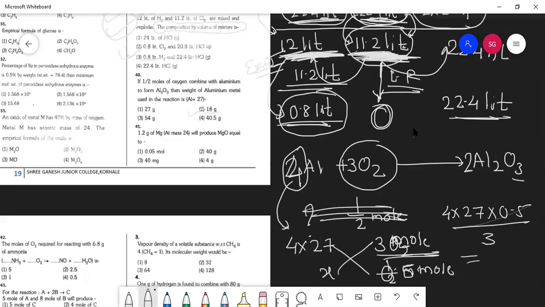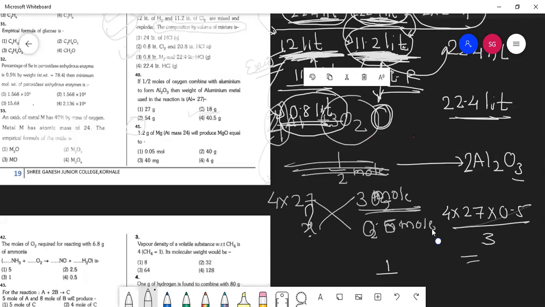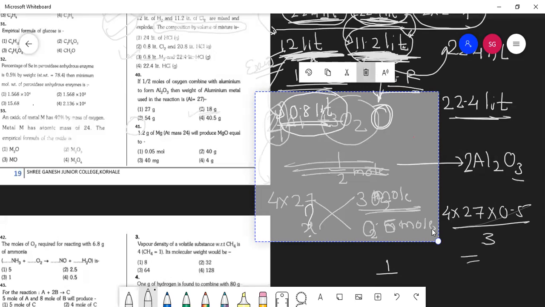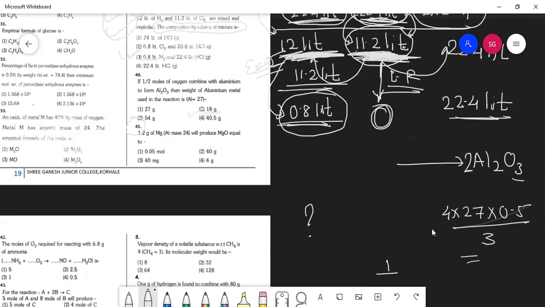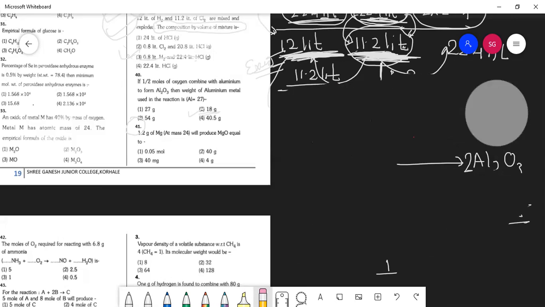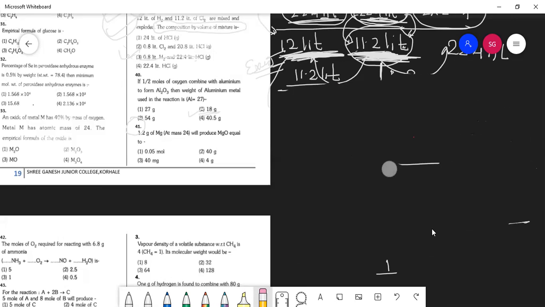Did you understand how to solve? Yes, sir. Then 41, you tell me within 30 seconds. 41. Mg will produce MgO. If you want, I can write down the reaction. Just a minute, I'll write Mg plus O2 gives MgO and balance it, because oxygen is always diatomic.